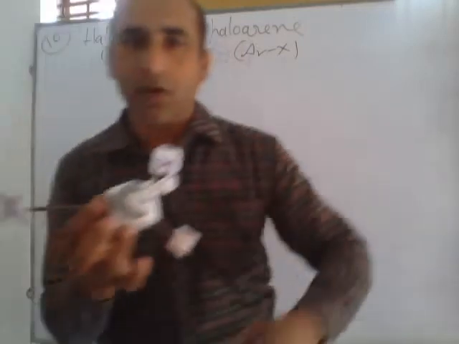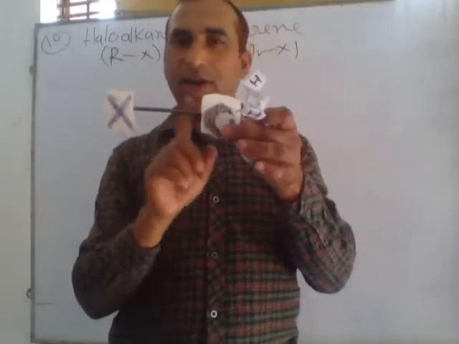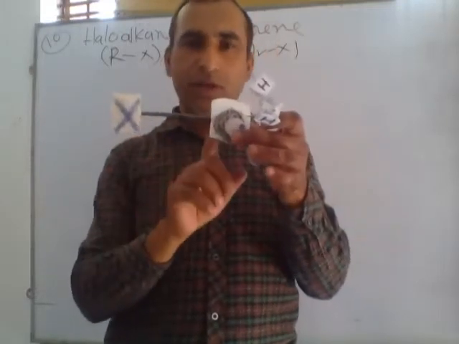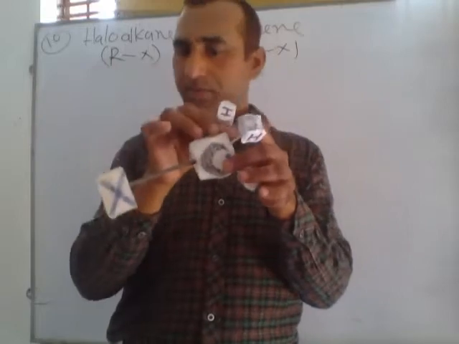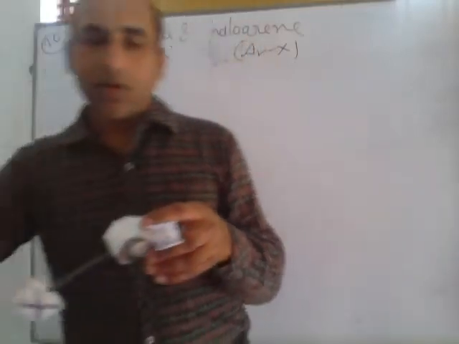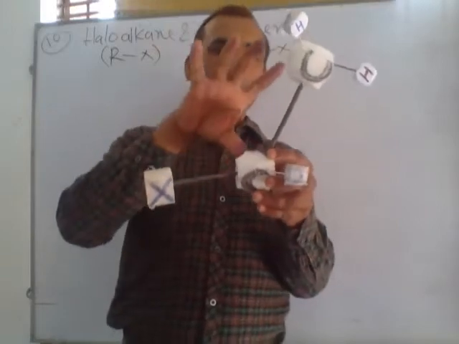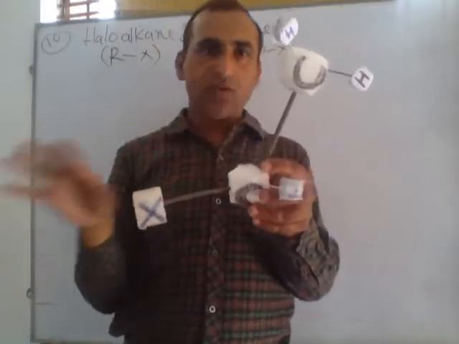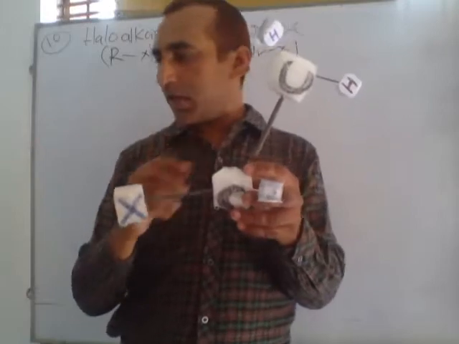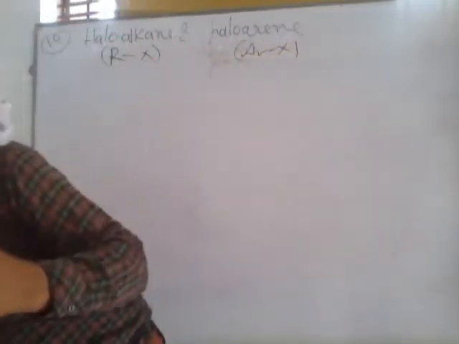This is haloalkane, chloromethane, otherwise methyl chloride. This new compound is called chloroethane, otherwise ethyl chloride. These two are primary, methyl and ethyl. This is called new compound.